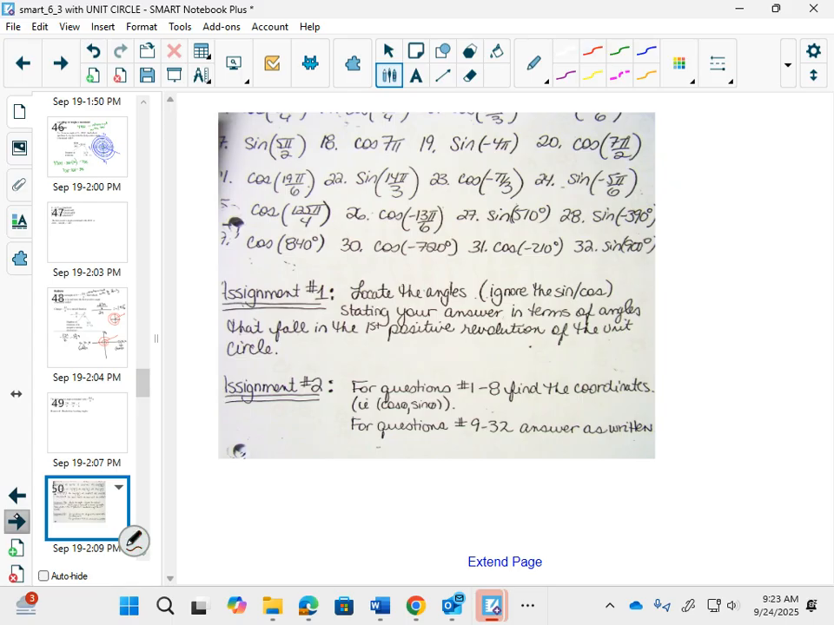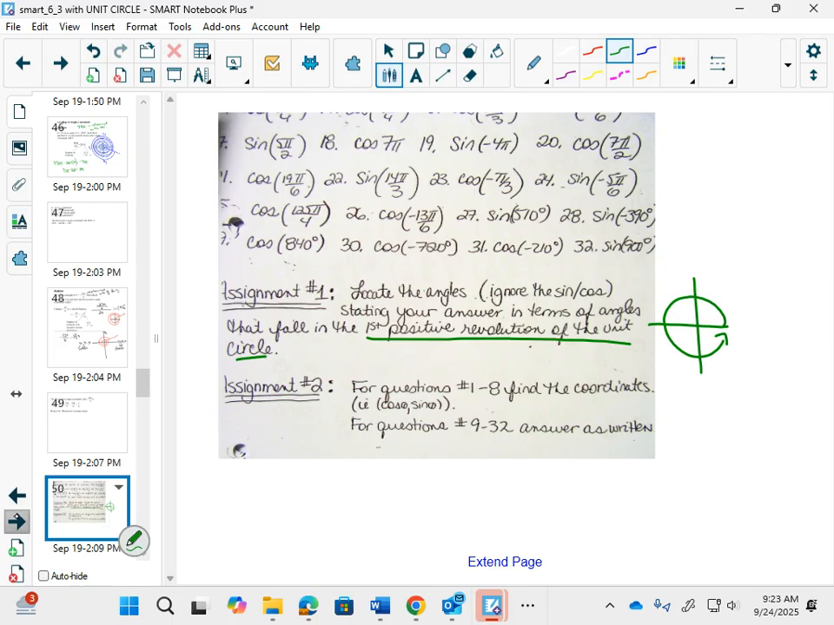So there's 2 things that it says to do. Assignment 1, assignment 2. This is not to hand in. This is just for your practice. Okay? And what we're going to look at here, in assignment 1, it says, ignore the sine and cos, and you just want to find something that is coterminal with the angle in the first positive revolution of the unit circle. That means on the first time around, what's coterminal with the angle that's given?